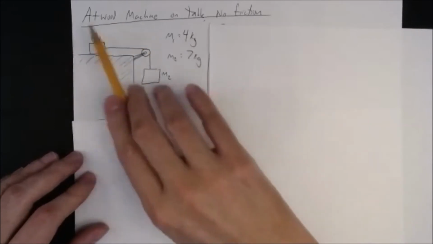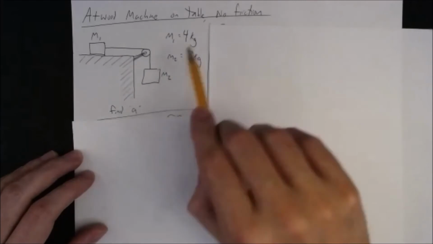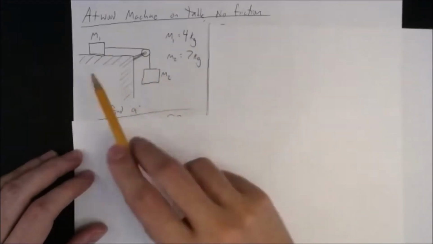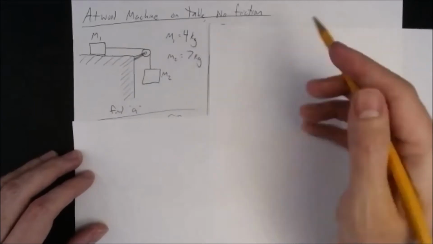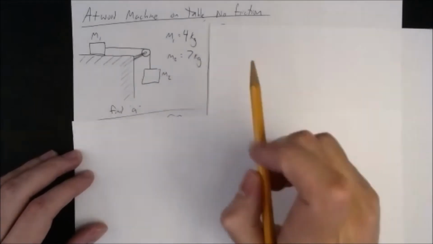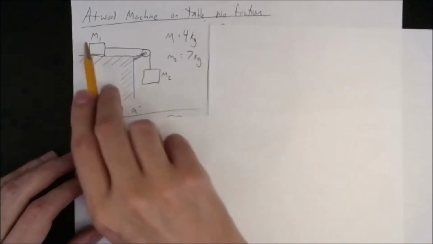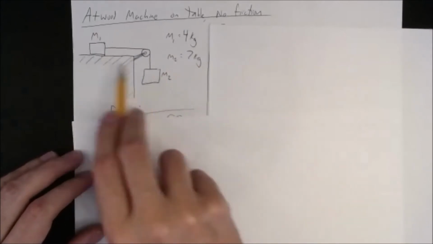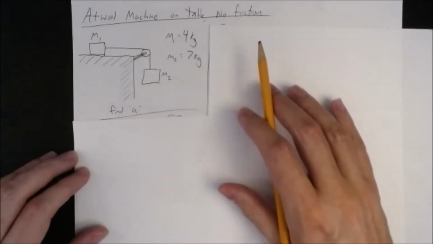Remember, whenever you see a problem like this, where you're given forces and masses and strings and you're finding accelerations, you have to draw a free body diagram. More specifically, you have to draw one free body diagram for every object in your problem. We've got two objects in this problem that are going to be important. Each one of them needs a free body diagram.